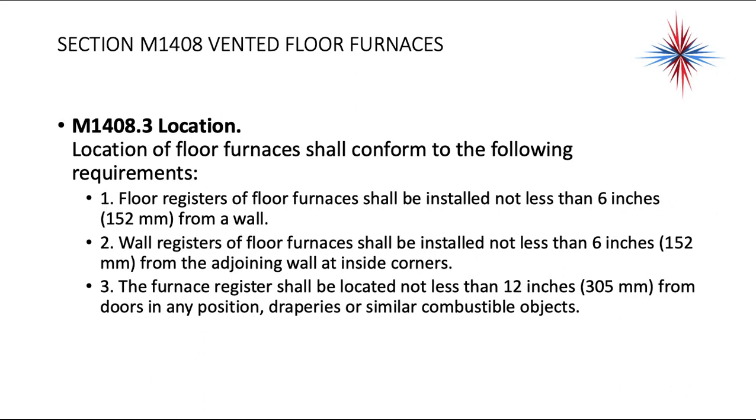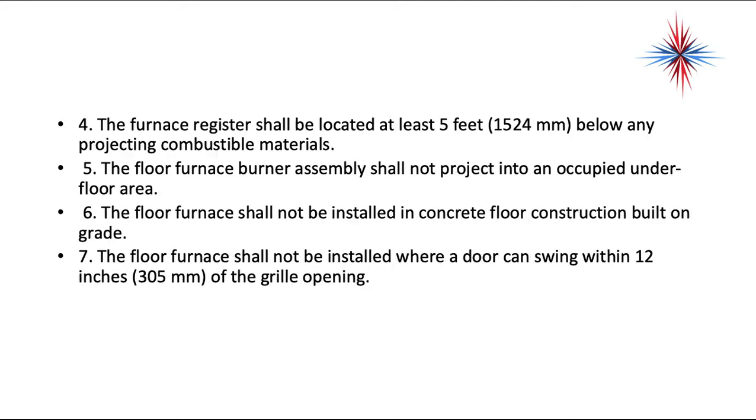Location of floor furnaces shall conform to the following requirements. Floor registers of floor furnaces shall be installed not less than 6 inches from a wall. Wall registers of floor furnaces shall be installed not less than 6 inches from a adjoining wall at inside corners. The furnace register shall be located not less than 12 inches from doors in any position, draperies, or similar combustible objects. Floor furnaces are actual furnaces that install right under the floor. They're smaller than regular ducted furnaces.